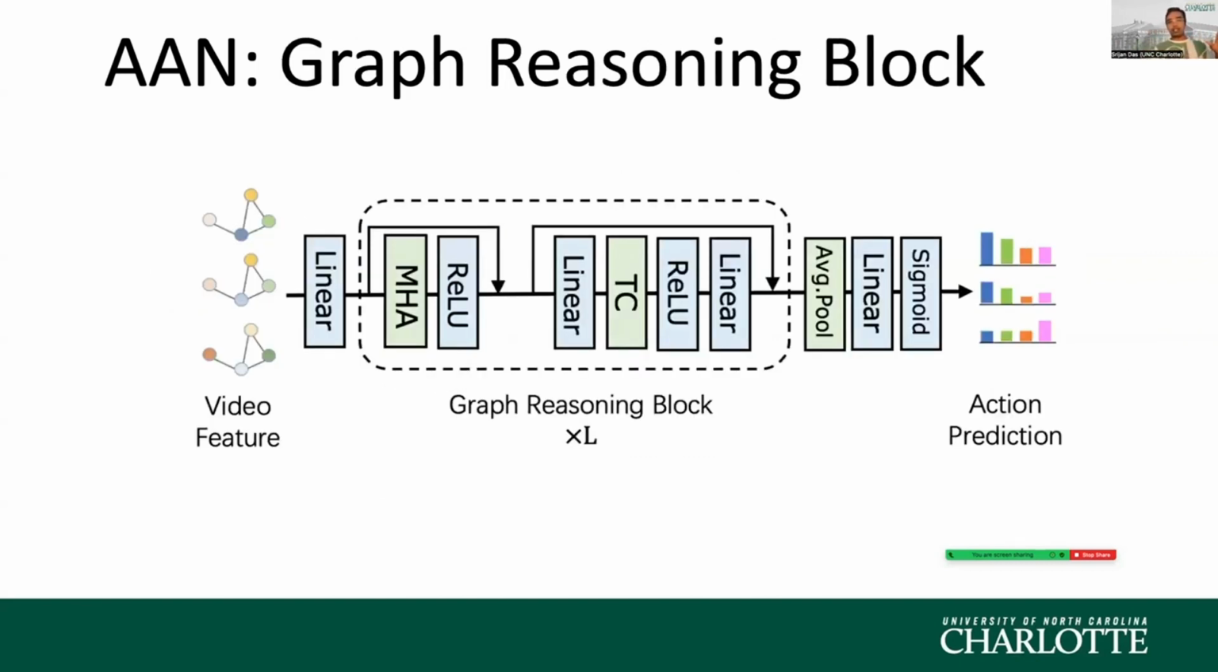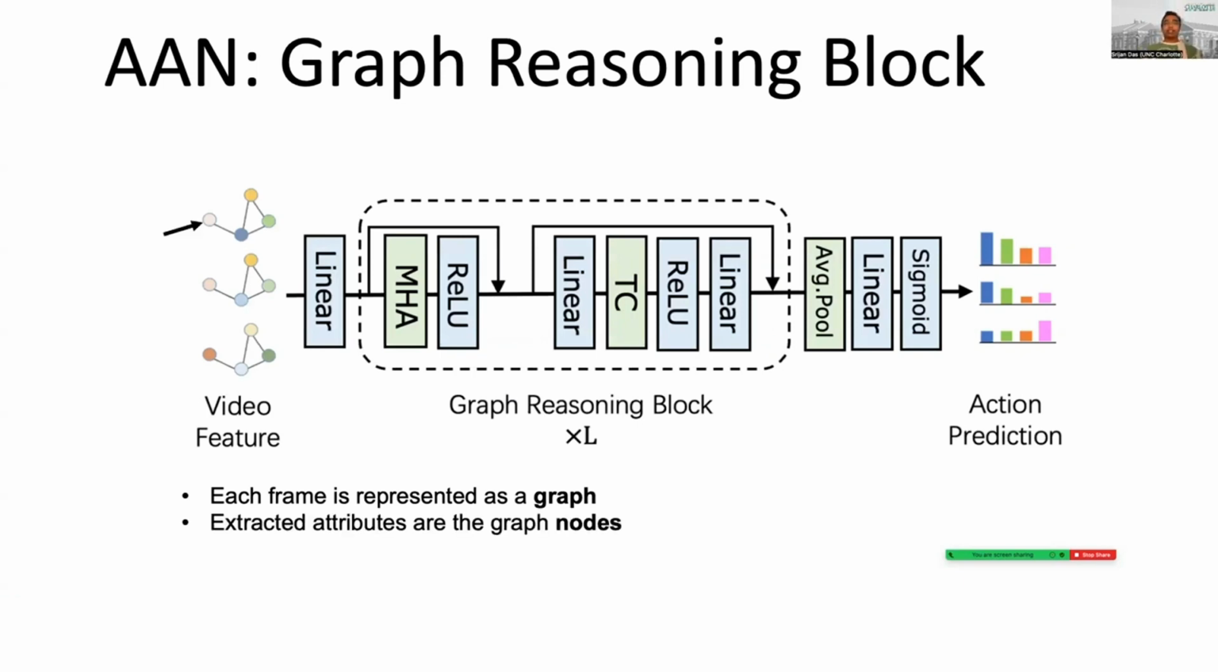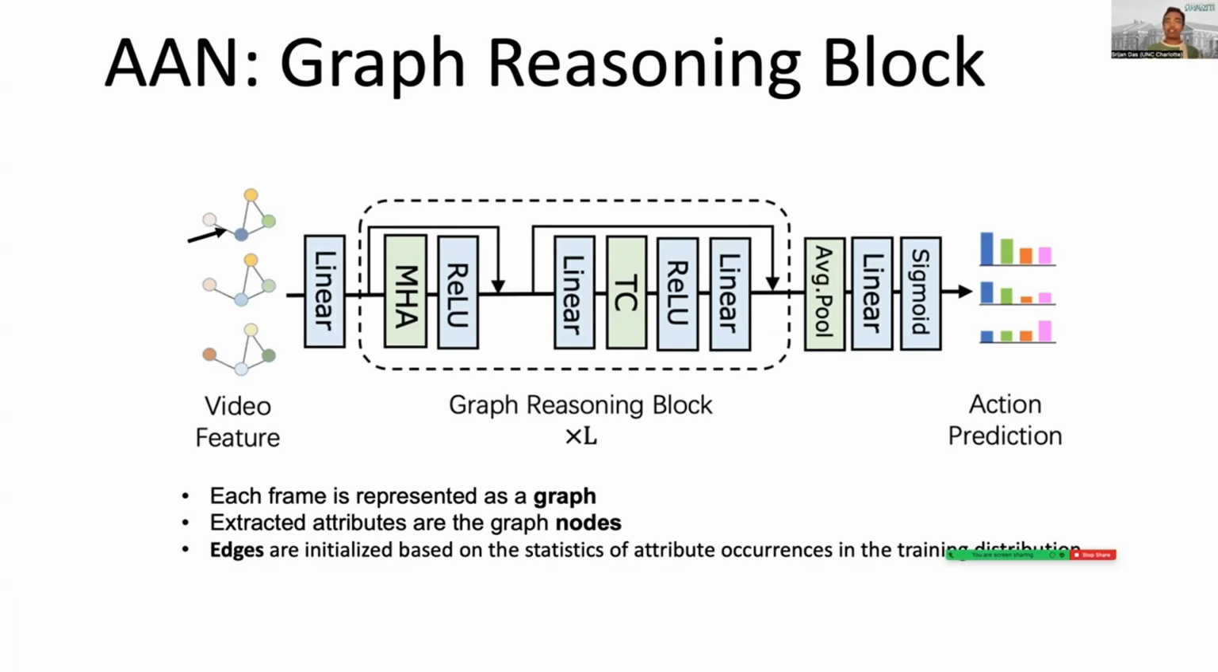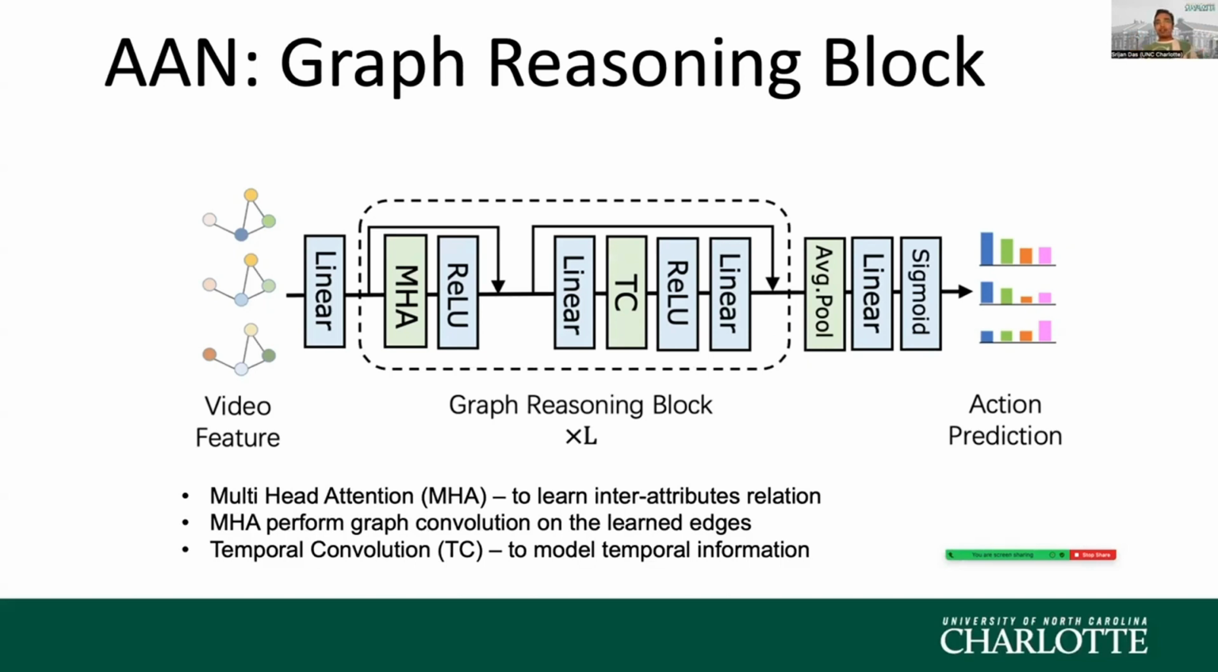Then, after we obtain these attributes for each feature, we use a graph reasoning block to model the temporal information as well as model the attributes within the frames. So each frame is represented as a graph. Each attribute is a graph node. Edges are initialized based on the statistics of attribute occurrences in the training distribution, and these edges will be updated. So the graph reasoning block consists of multi-head attention, which learns the inter-attribute relations and updates the edges. It also consists of the graph convolution, which is performed on the learned edges. So basically, in the network, the relationship between the different attributes are learned. And then in order to model the temporal information across time, we use temporal convolutions.